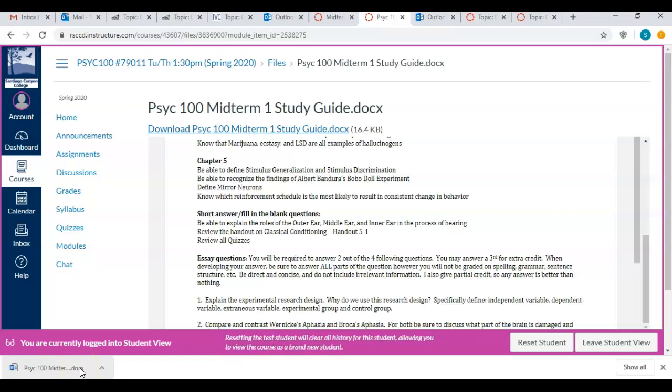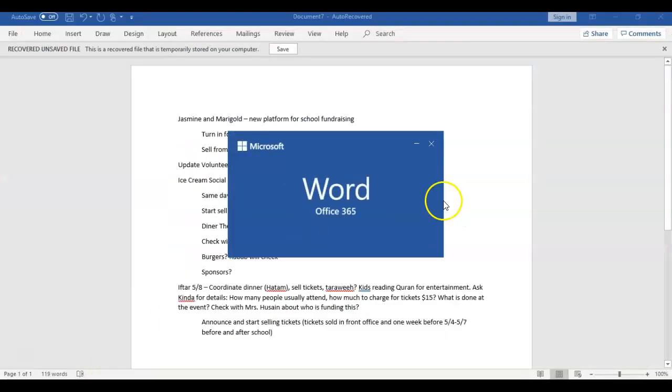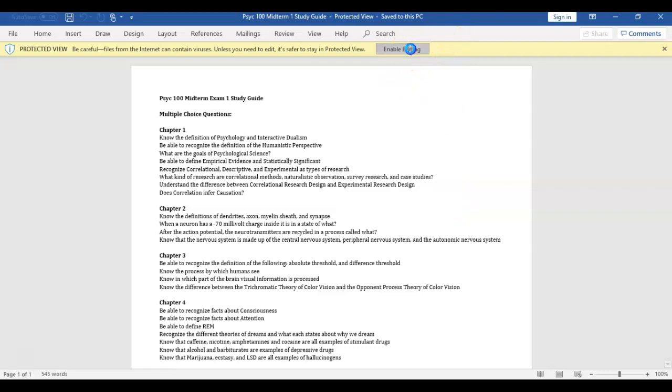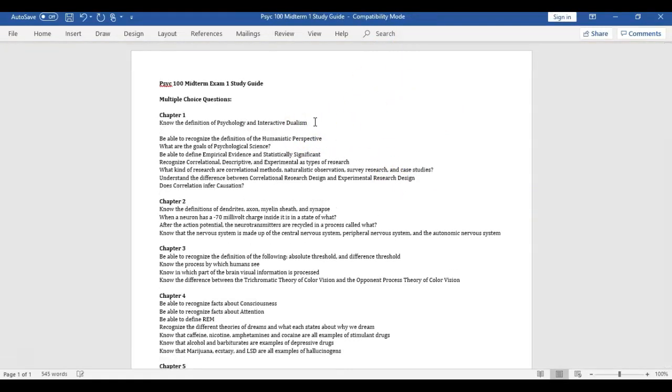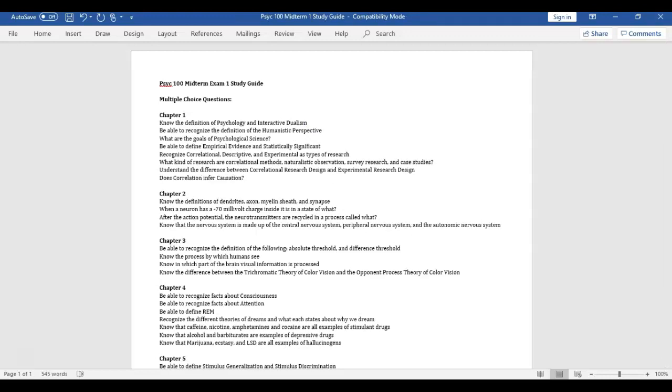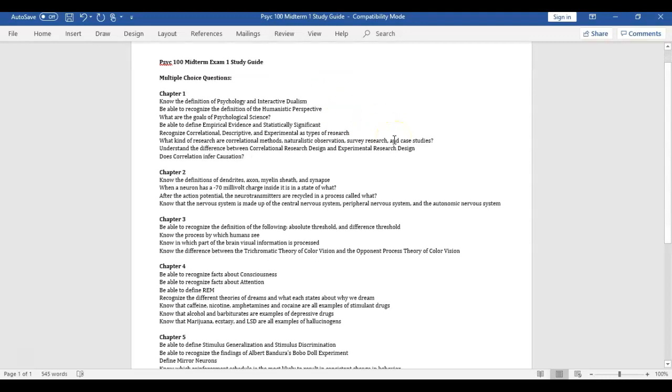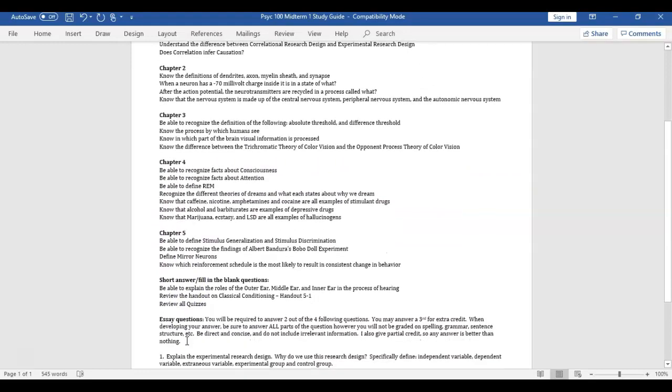And this is what I prefer to do because then I have it as a Word document and you can go in and, like, change things around, make your notes, whatever. So this is your study guide. And you're going to see that it's broken down chapter by chapter, and then also broken down by type of questions. So we have multiple choice questions listed first, and then chapter by chapter, what you need to be focusing on for studying.